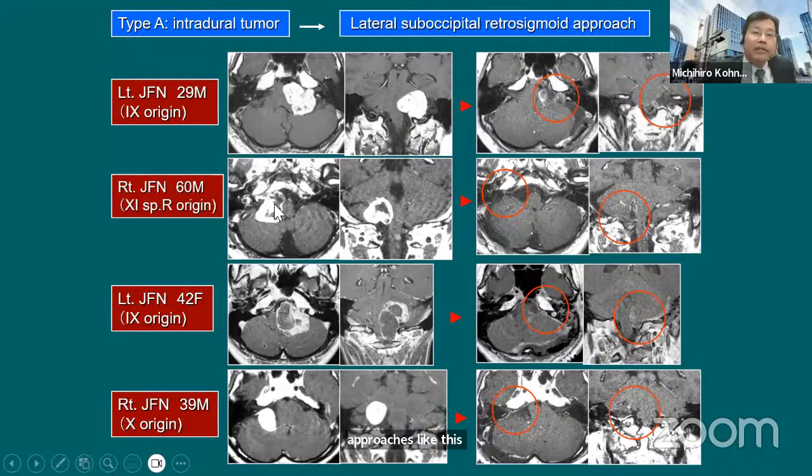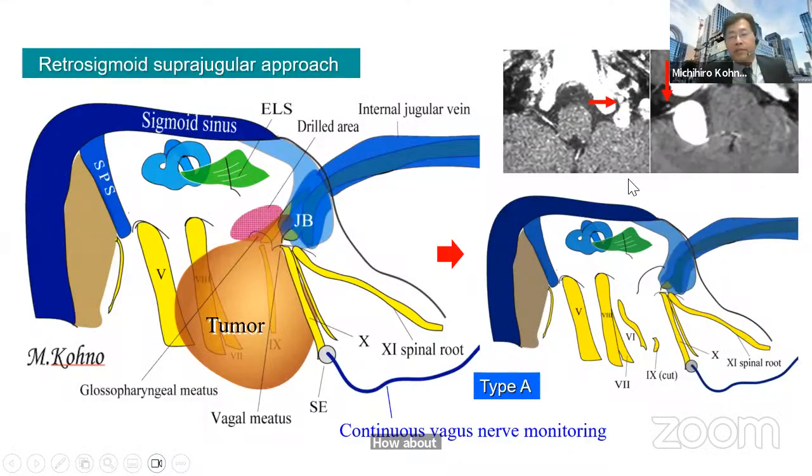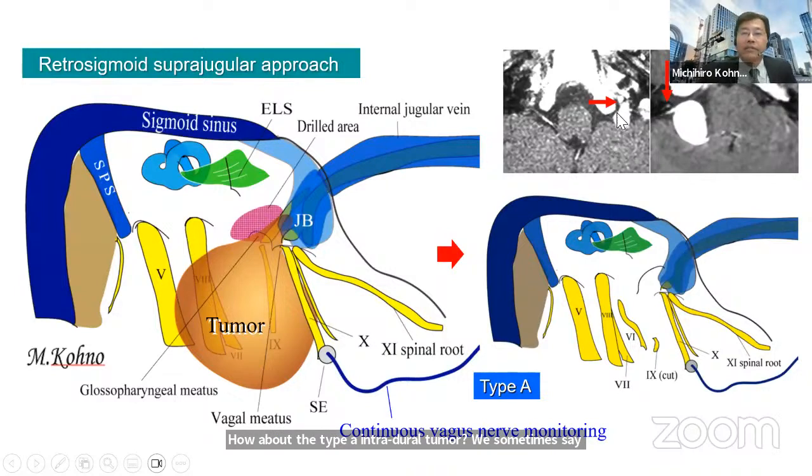About the type A intradural tumor, we sometimes encounter these tumors extending partly into the upper jugular foramen. For these tumors, we drill around here to open the glossopharyngeal meatus to remove the tumor extensively under continuous vagus nerve monitoring, like this.